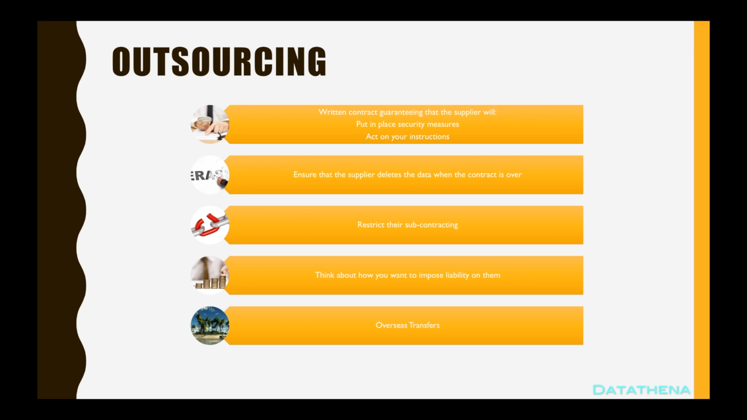So we've talked in general terms there about outsourcing and instances where you might do some outsourcing with your business. So in our simple example, we have the shoe company outsourcing to India. But now we're going to have a look in a bit more depth about what outsourcing means for a business. What you have to do to comply with data protection laws is to make sure you've got a contract that ensures that the organisation will put in place security measures and act on your instructions.